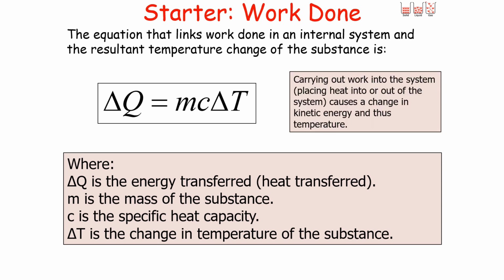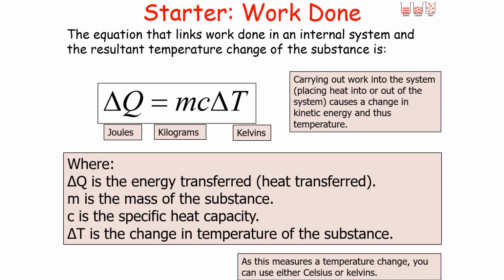Now carrying out work into the system, either placing heat into or out of the system, can cause a change in the kinetic energy store of the object's internal energy and thus a change in temperature. Let's note that delta Q is measured in joules, mass is measured in kilograms, and delta T is measured in kelvins. But because delta T is a temperature change, you could also use degrees Celsius, because the temperature change for Celsius and Kelvin is the same value.